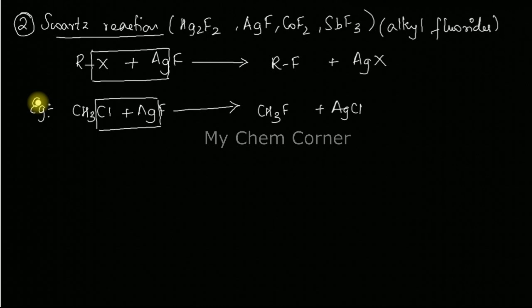Alright, so this was the second method from the halogen exchange reactions. As per our syllabus, we have only this much. We have only these as our halogen exchange reactions, just two. One is Finkelstein, the other one is Swarts.